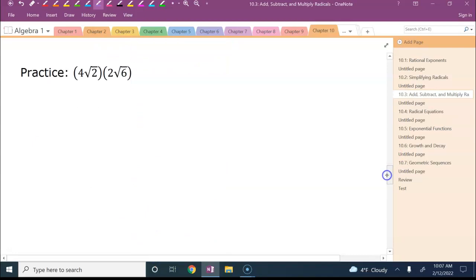So you guys try this one. Multiply those and then reduce them.